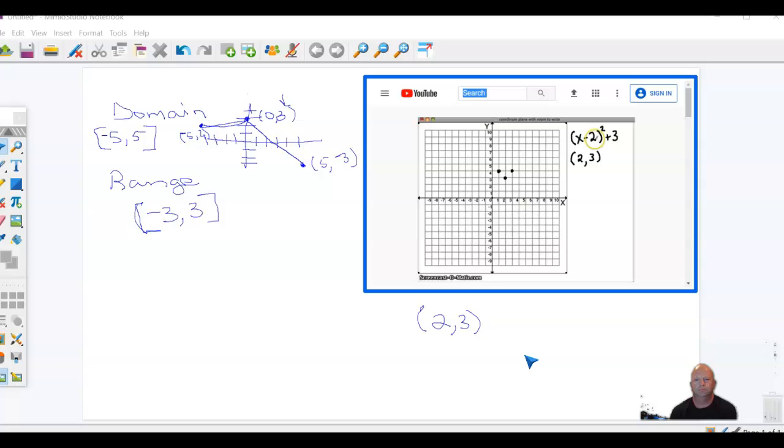Let's see what happens if I plug in 4. 4 minus 2 is 2, 2 squared is 4, and 4 plus 3 is 7. And again, I'm just going to use my definition of symmetry there and know that if I plug in 0, I should get 7 as well.